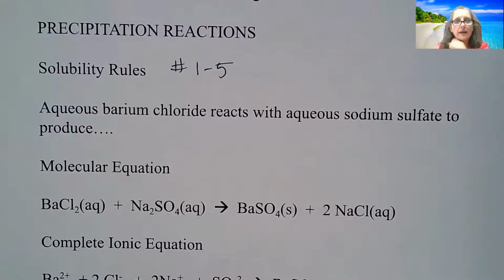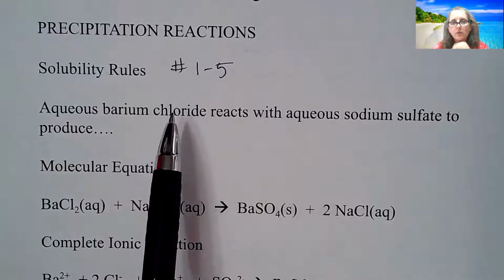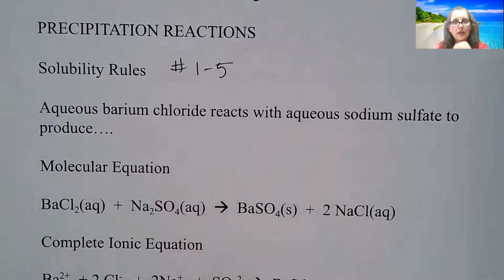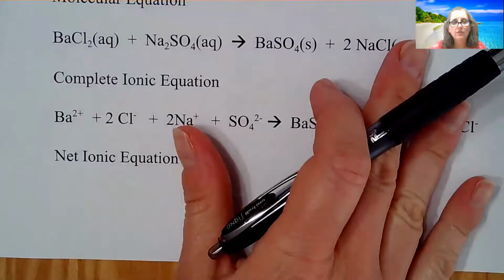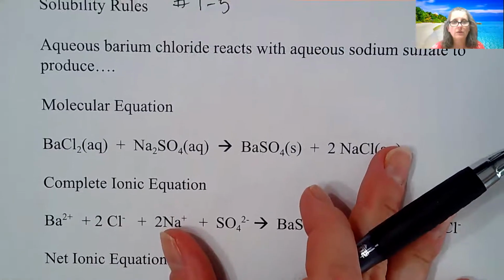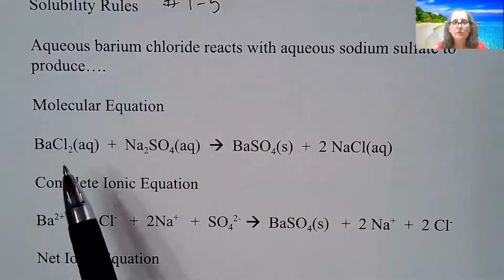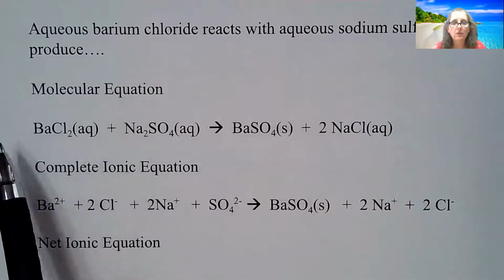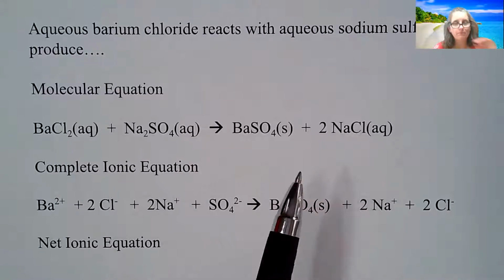So write out an example of a precipitation reaction. We have aqueous barium chloride reacts with aqueous sodium sulfate to produce. So again, you're going to have to use a solubility table to do this type of problem. And I'm going to ask you to write 3 different kinds of equation. The first one I call a molecular equation, or your traditional balanced chemical equation. What I want is proper formulas, and then to make sure that everything is properly balanced.